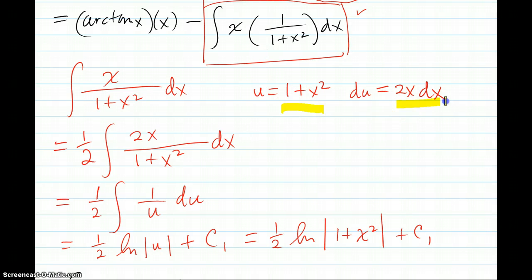du is 2x dx. But I don't see a 2. So I create the 2 and remove it. It's a product, so 2 times 1/2 cancels out to get us back to where we were. So everything is rigged up, ready to go. Remember, when you do a substitution problem, you rig up everything and then switch over to u.